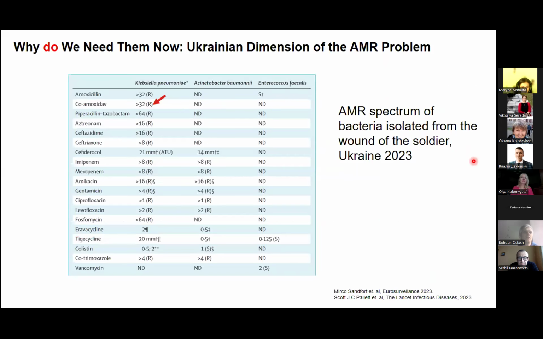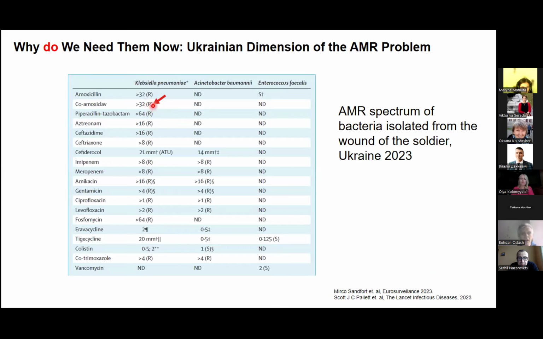And there is also a Ukrainian dimension to this problem because we have an active war. And so we have a flood of wounded soldiers. And many of them already harbor bacteria which are resistant to everything. You can see here a small table from a recent paper in the most renowned medical journal, Lancet.